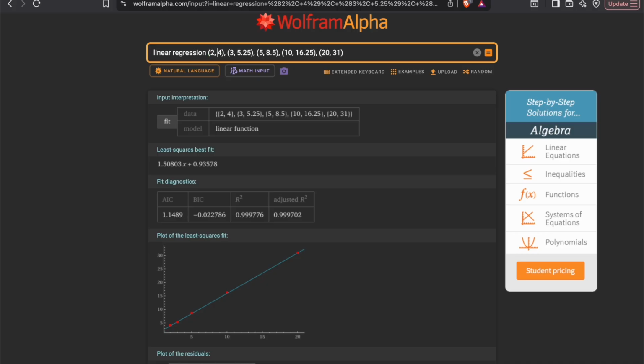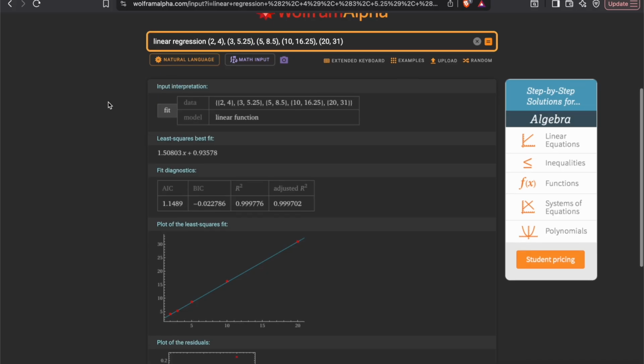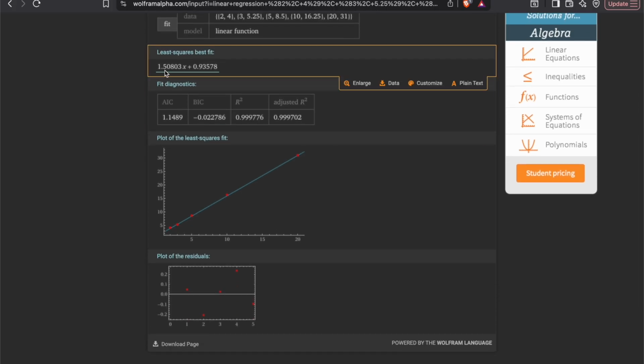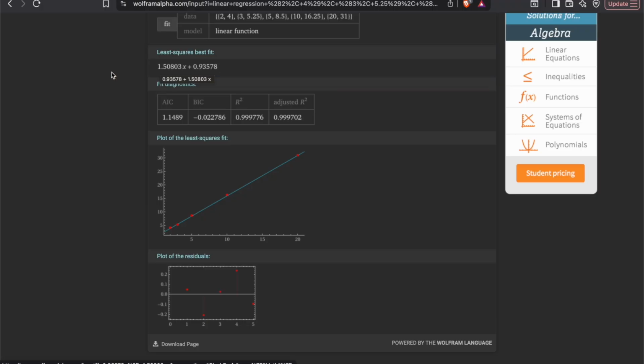Input value, comma, output value in parentheses, comma, parentheses, input value, comma, output value in parentheses, comma. You need commas between these guys. And it will do this for you. It will find the line of best fit. It will do a linear regression. It will find the line of best fit for your data. And what you do is you're going to take that and write it down, and I will explain the rest.